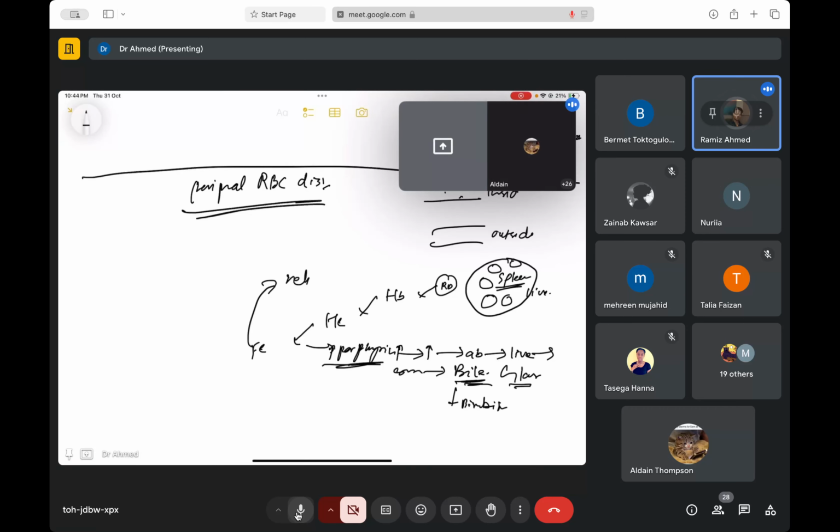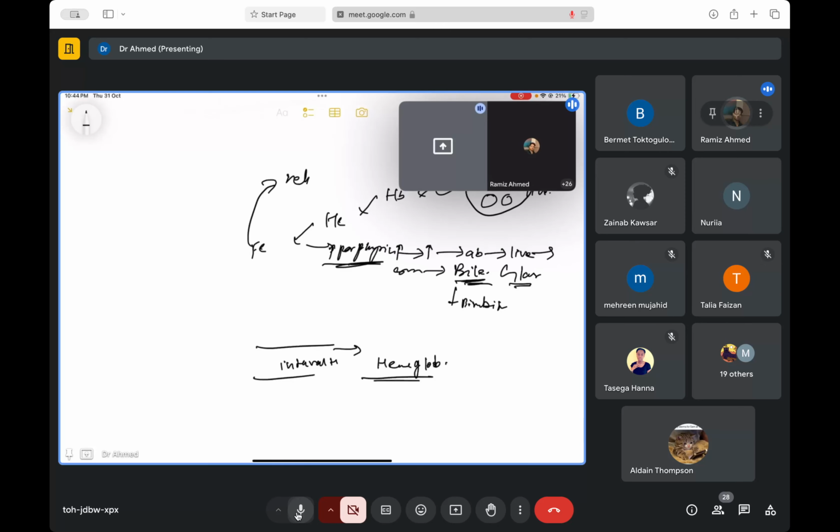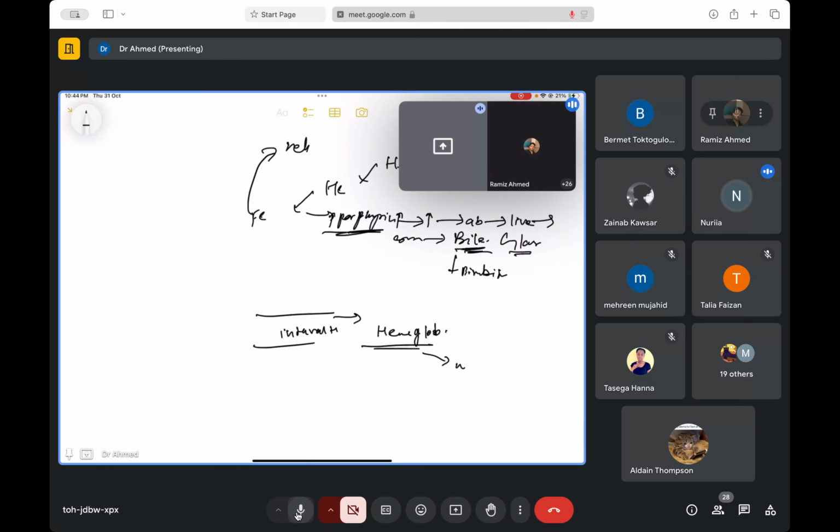So, for example, if one has intravascular hemolysis, you are breaking it into heme, like hemoglobin is going to circulate inside your blood. So you will be seeing hemoglobinemia. It's going to go into urine, hemoglobinuria, right? And hemosiderinuria. What is hemosiderinuria?